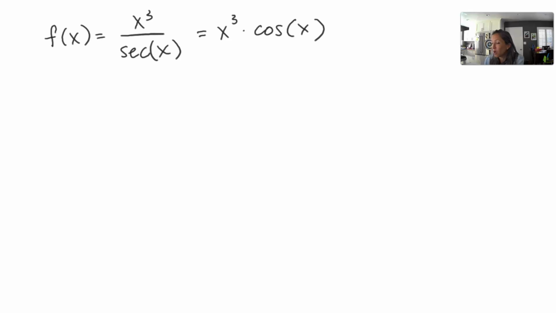If you had something like f of x is equal to x cubed over secant of x, nothing you can do algebraically to make this not have to use one of these rules, but you could rewrite this as x cubed times cosine of x. Use the fact that we have that reciprocal identity to use the product rule instead of the quotient rule. So just be aware that you can usually manipulate things slightly in your favor if you just slow down and think about the problem before you jump into applying a particular rule.